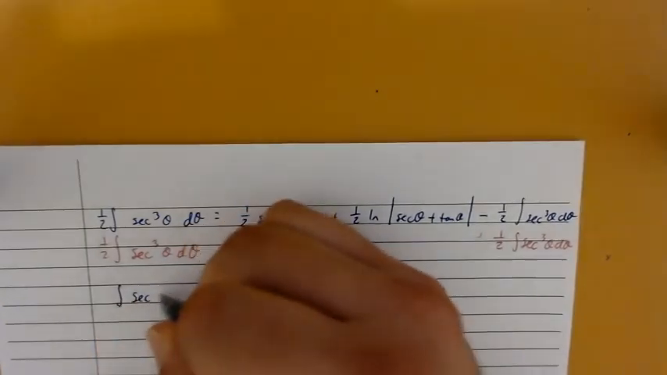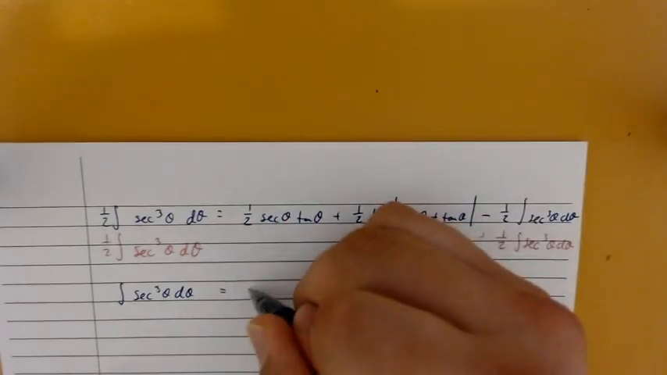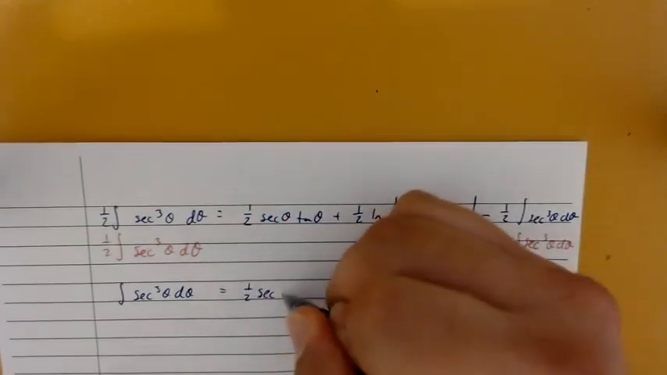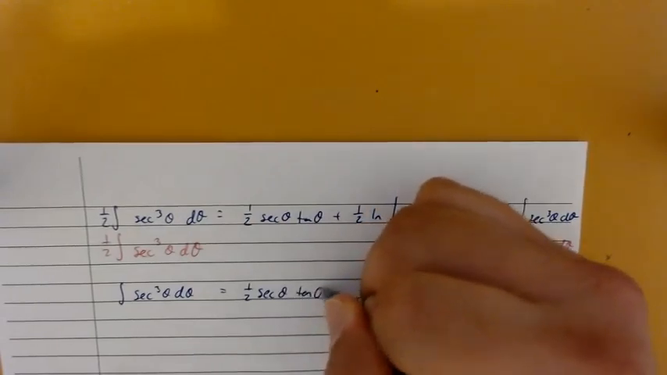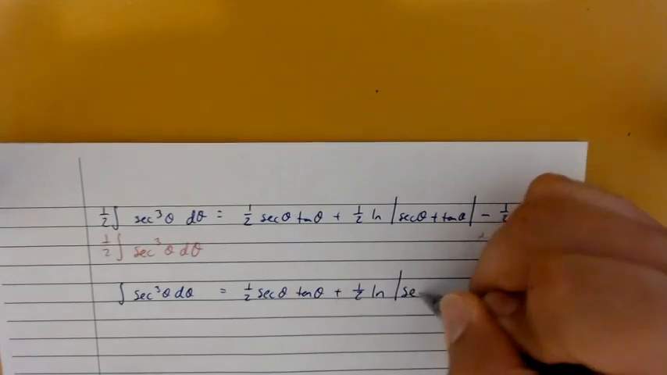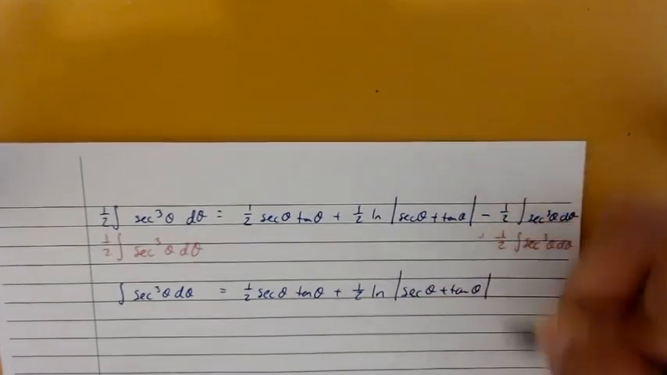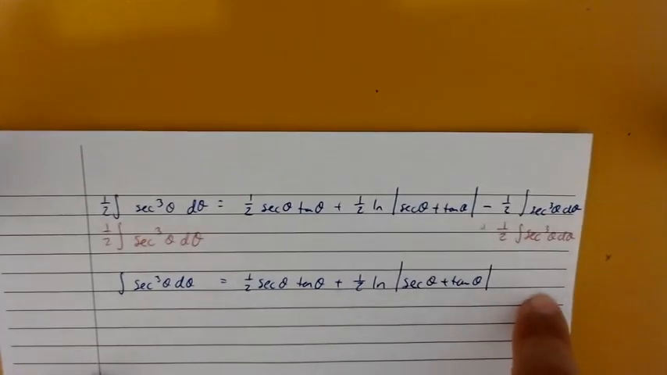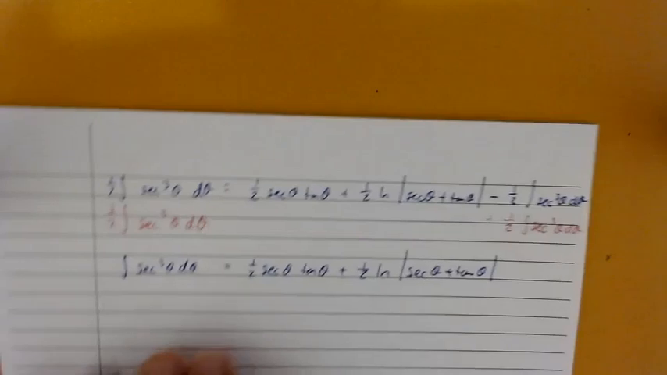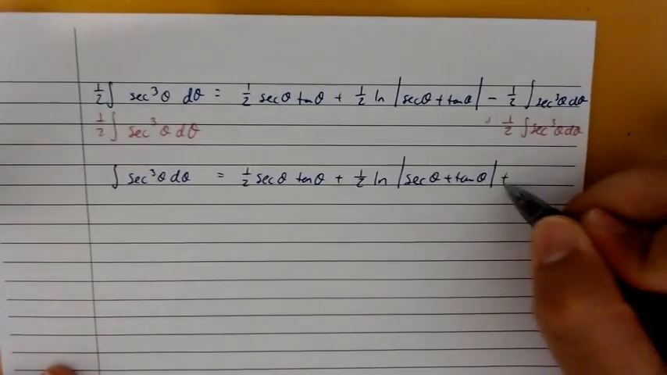The integral of the secant cubed of theta d theta is equal to 1/2 the secant of theta tangent of theta plus 1/2 the natural log of the absolute value of the secant of theta plus the tangent of theta. Which normally we would say plus c, but we're about to back substitute and plug in some numbers. So I suppose I can say plus c for now.